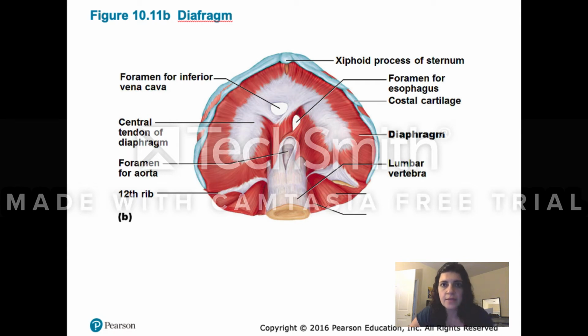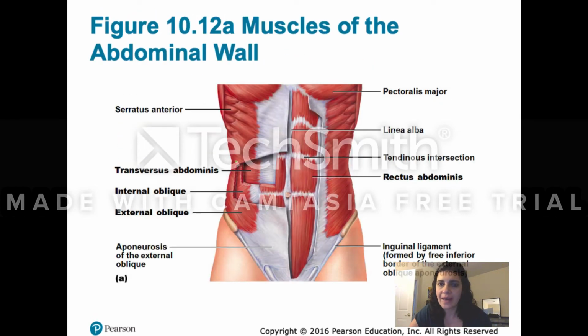Hi guys. So now we're going to talk about muscles of the abdomen, thorax, and shoulder. So let's start by talking about the abdomen. So here is what we have.